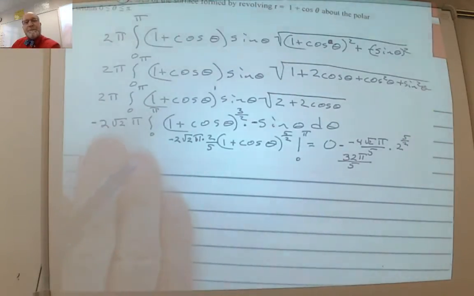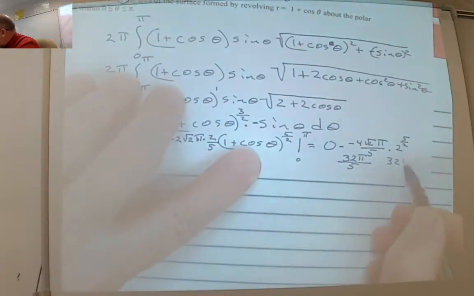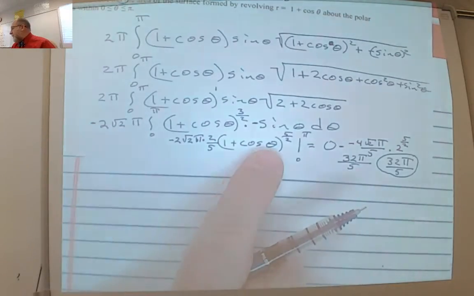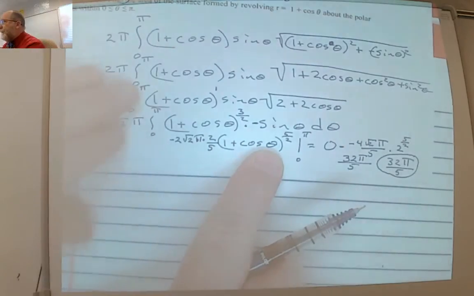I thought that was a cool number. 32 what? 32 pi over 5. Around 150 something. Oh no, that's not right. Probably 32 times pi must be 96, divided by 5 must be 22, 23 maybe. 20.1. 20.1, that was quite off.